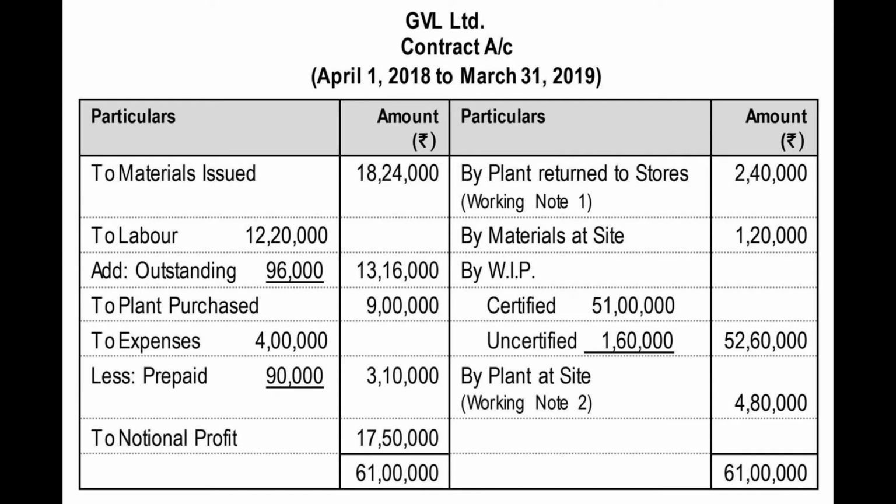Prepaid expense is related to another period, so it should not be considered as an expense for this period, so it is deducted. Update in the outer column 3,10,000. Then next expenditure, plant returned to stores is rupees 3 lakhs. It is given in historical cost. That means the original cost is given. So put it to working note.